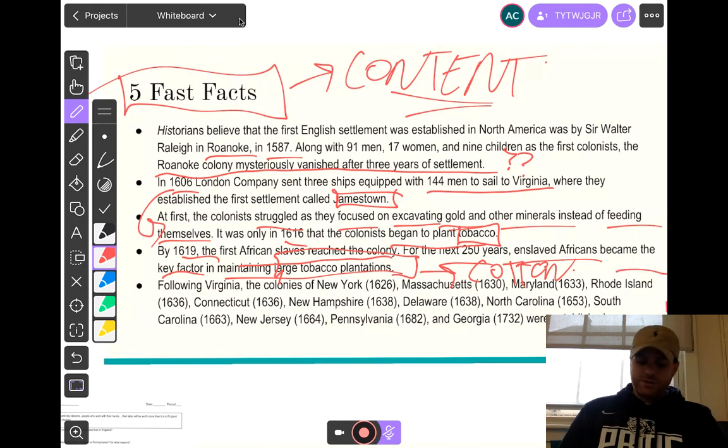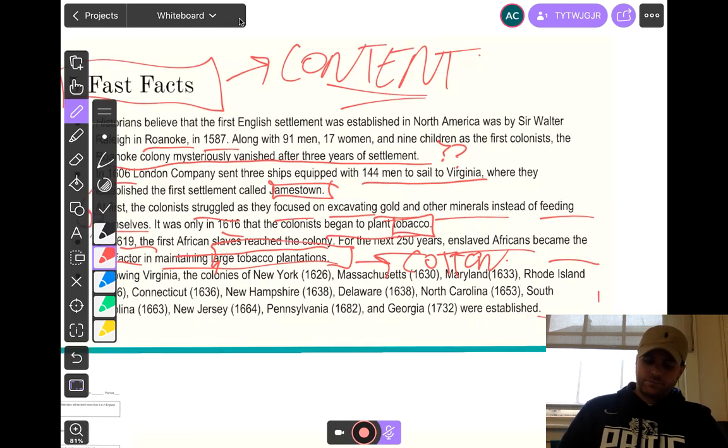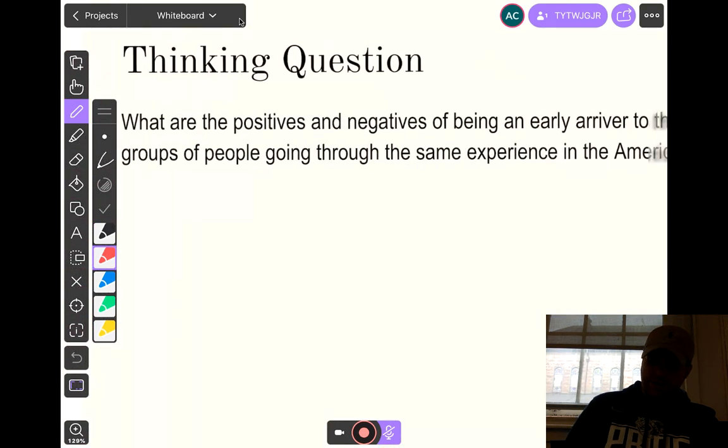Over time, we do see the development of other colonies in the Americas. Famously, it eventually reaches 13 colonies before the colonists revolt. And we have all those colonies listed there. So at this point, we have a thinking question.